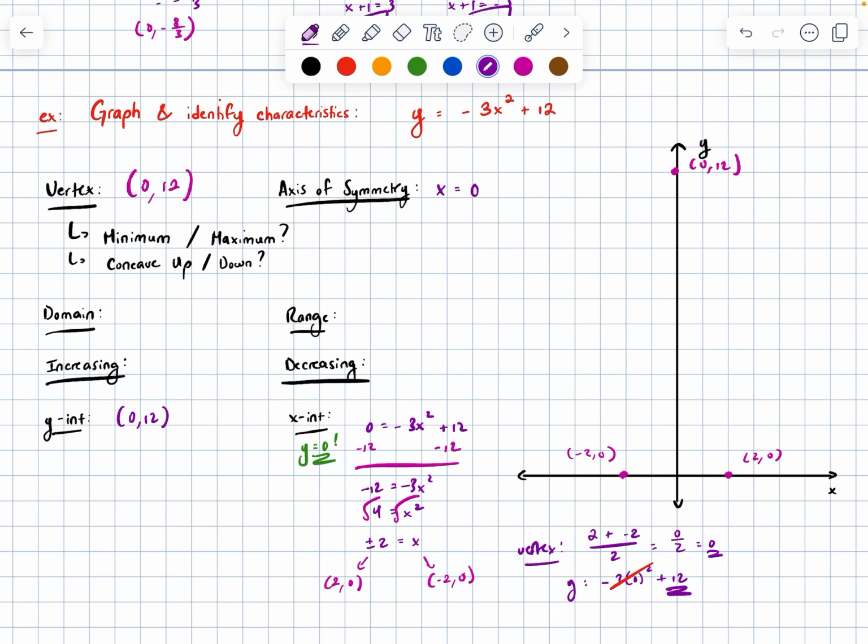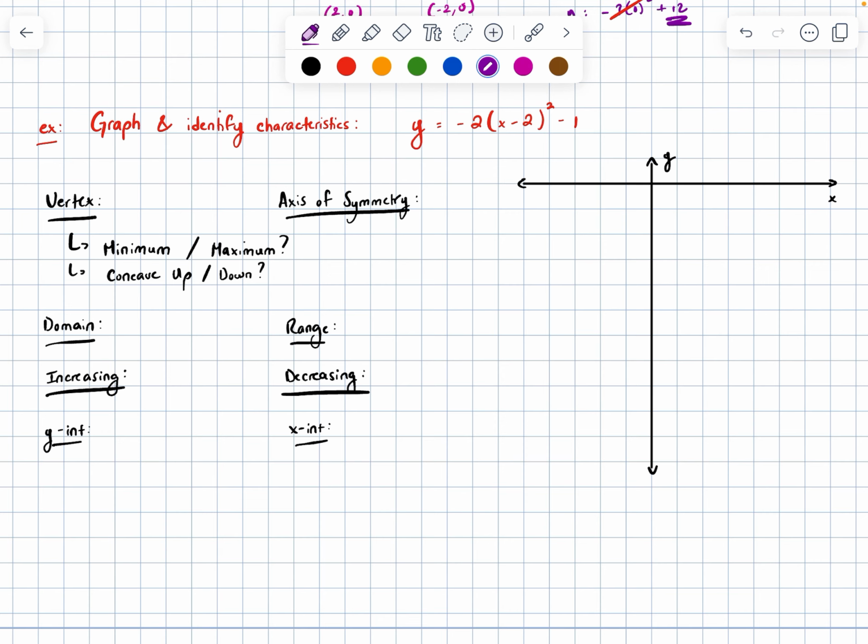I decrease to the right of 0, which means I go from that value of 0 all the way off to +infinity. Last but not least, let's try this friend. Y equals -2, quantity x minus 2 squared minus 1. Notice this is in vertex form. I can immediately find my vertex.